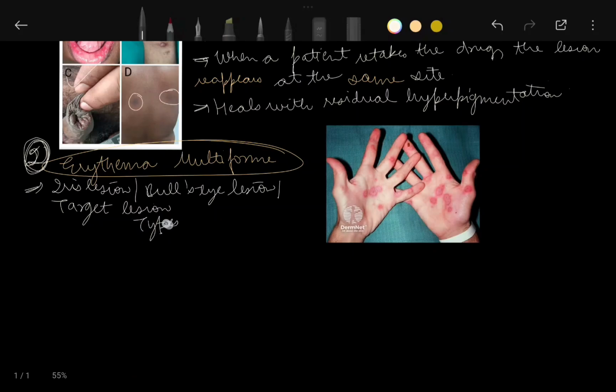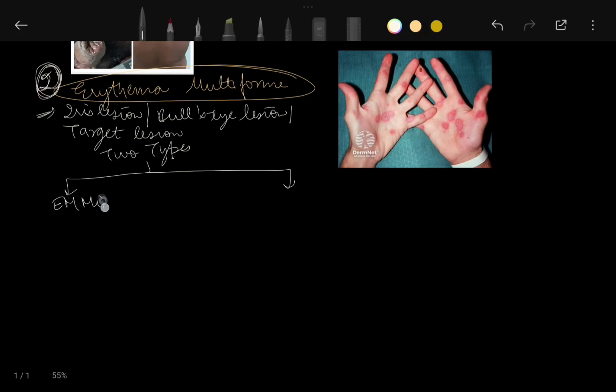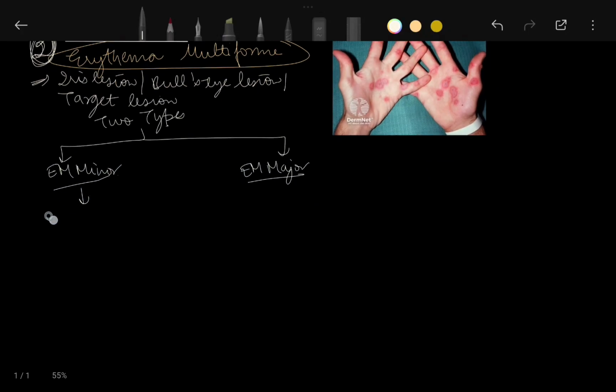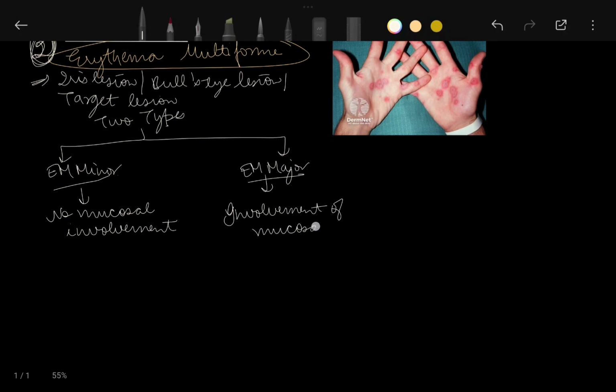It is of two types: erythema multiforme minor and erythema multiforme major. In minor there is no mucosal involvement, whereas there is some involvement of the mucosa in erythema multiforme major. Till now we studied erythema multiforme, with iris, bull's eye and target lesions as examples, and it is of two types, minor and major.